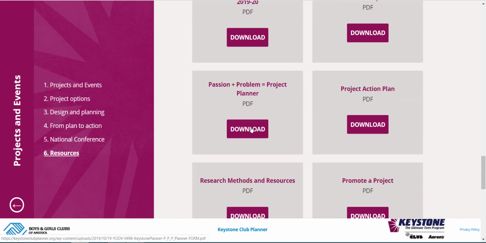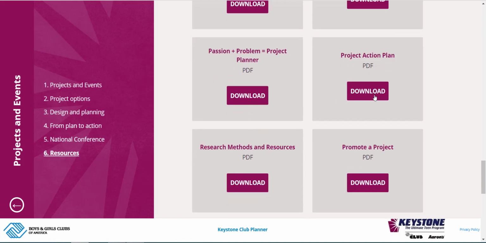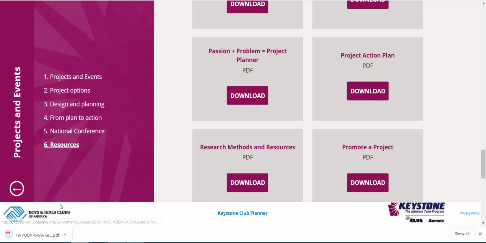You'll use the passion plus problem equals project approach to figure out your passions, identify a need or problem your community faces, and design a project to address the problem. Use the P plus P equals P planner to guide you in this process. Use other tools in the design and planning process, the project action plan.